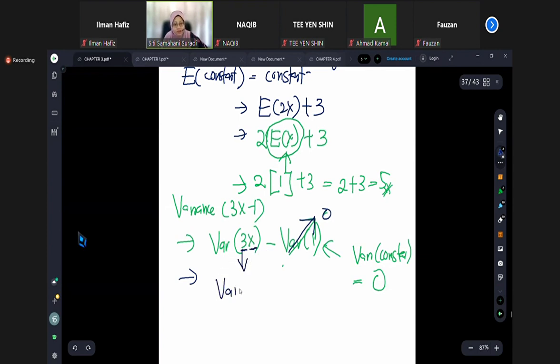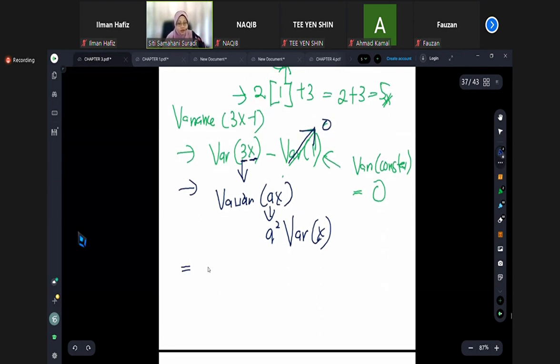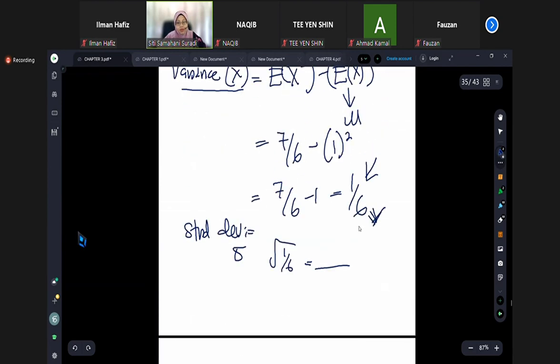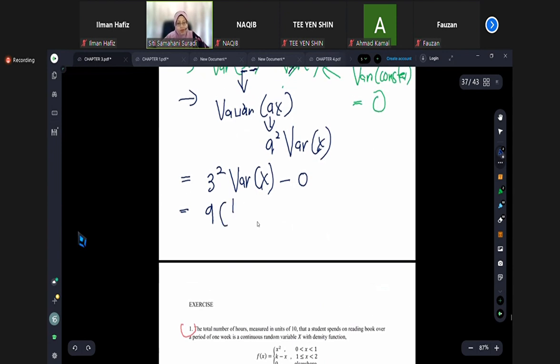If the variance of Ax, that means you need to raise A to the power of 2 times the variance of X. So you need to find 3 to the power of 2 times the variance of X minus 0. Then 3 to the power of 2 is 9. You get the variance of X, right? You already have the variance value. Substitute this value into this equation, multiply with 1/6 minus 0. Then you get the answer. The answer, calculate for me.